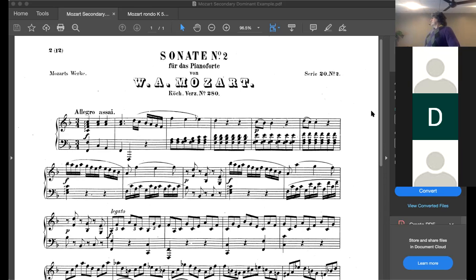Oh, my doggies are outside. Look at that, all three of them.